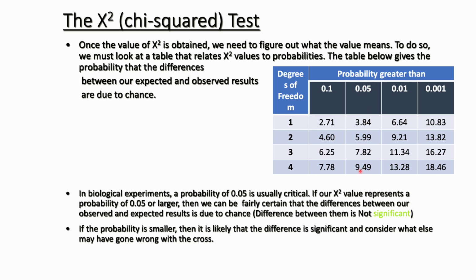If our chi-square value represents a probability of 0.05 or larger, then we could be fairly certain that the difference between our observed and expected results is due to chance. The difference, therefore, would not be significant. If the probability is smaller, then it's likely that the difference is significant, and we should consider what else could have possibly gone wrong with the cross, with the offspring being produced.